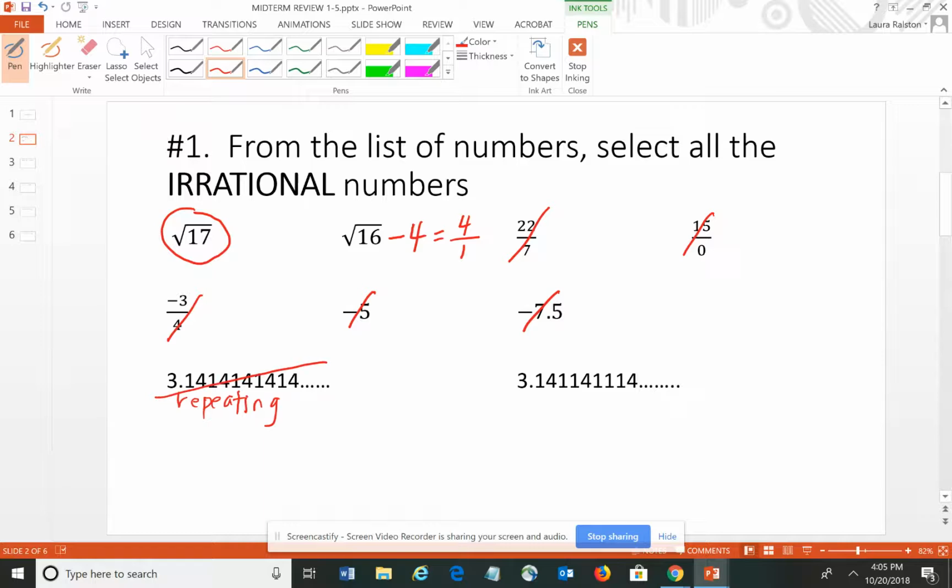The last one, 3.1411411114, you may think, well, oh, it's repeating, but it's not. It doesn't have a pattern. It changes as you move across, and so this would also be considered a non-repeating, non-terminating decimal. It's non-terminating as indicated by the ellipses. So there are 2 numbers in the list that are considered irrational.